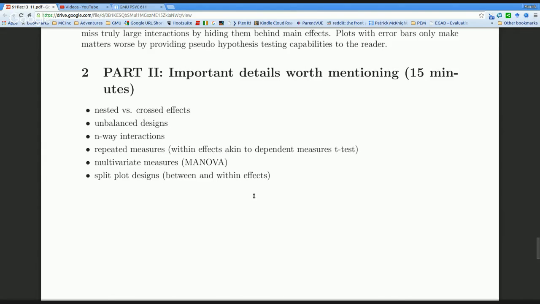Split plot designs introduce complexities to interpreting our models, much like repeated measures, much like ANOVA, and they also introduce both between and within effect potential interactions. Woo! Now we're talking about real complicated designs. So what I want to impress upon you is that for this class, I have only scratched the really, really bare minimum surface of what analysis of variance is.